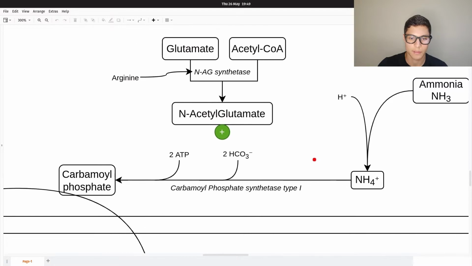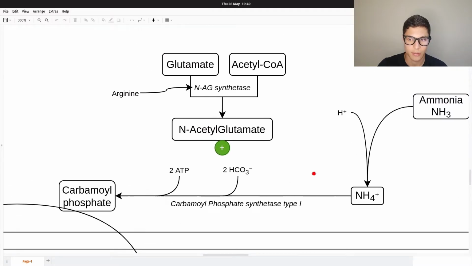And here we have a pretty interesting reaction. Ammonium is going to be converted into carbamoyl phosphate using carbamoyl phosphate synthetase type 1, because we have type 2 as well, but it is in the cytoplasm. Here we are inside the mitochondrion, remember it. So type 1 in the mitochondrion, type 2 in the cytoplasm. We will need bicarbonate, 2 molecules of bicarbonate and 2 molecules of ATP as well. That's why it's synthetase.